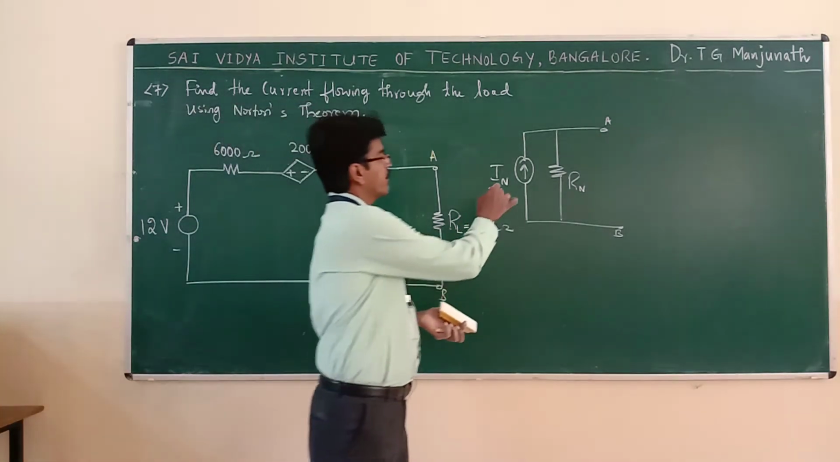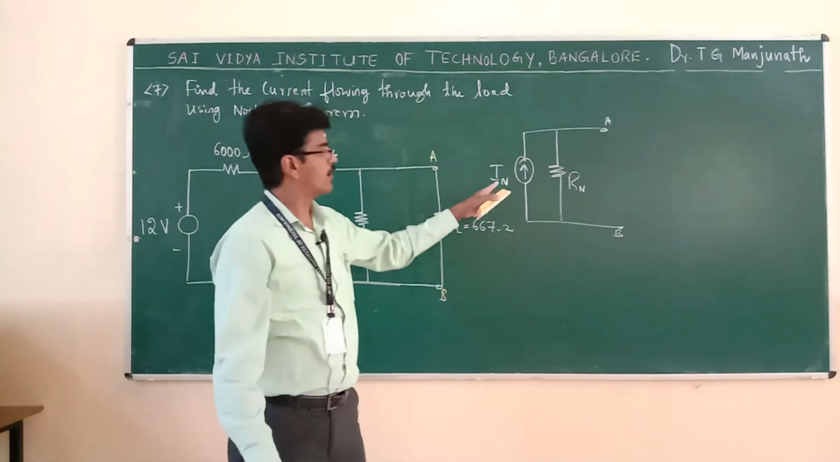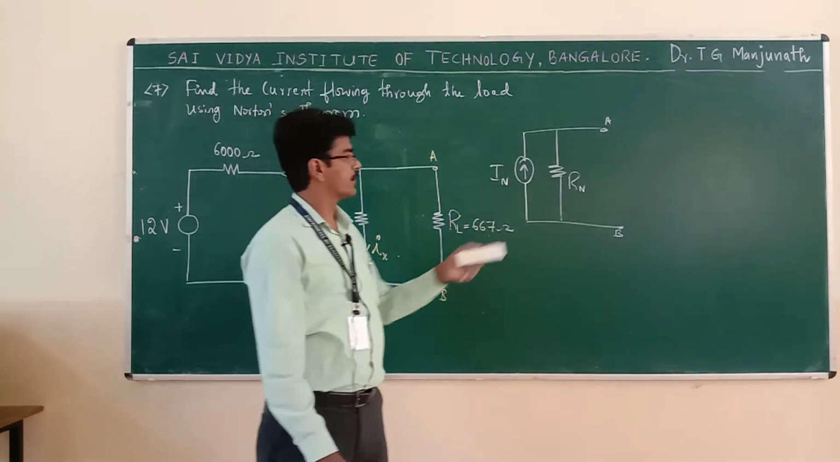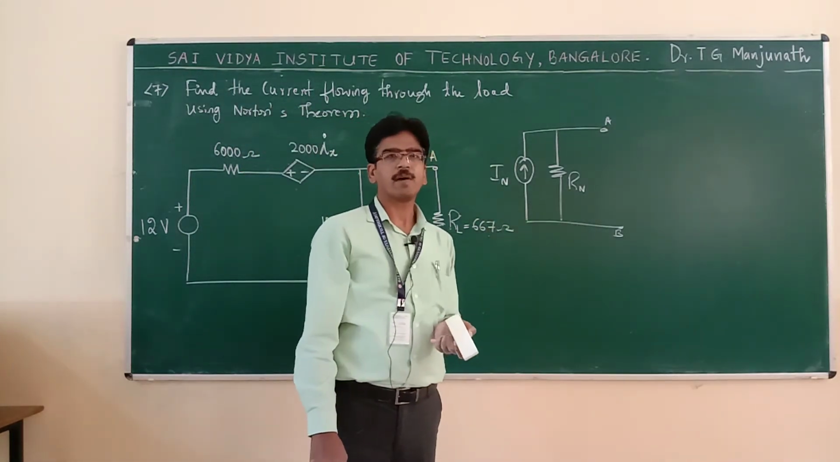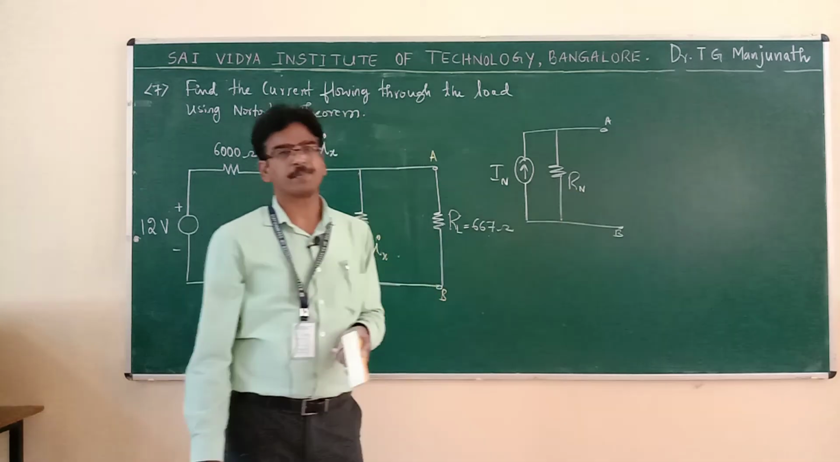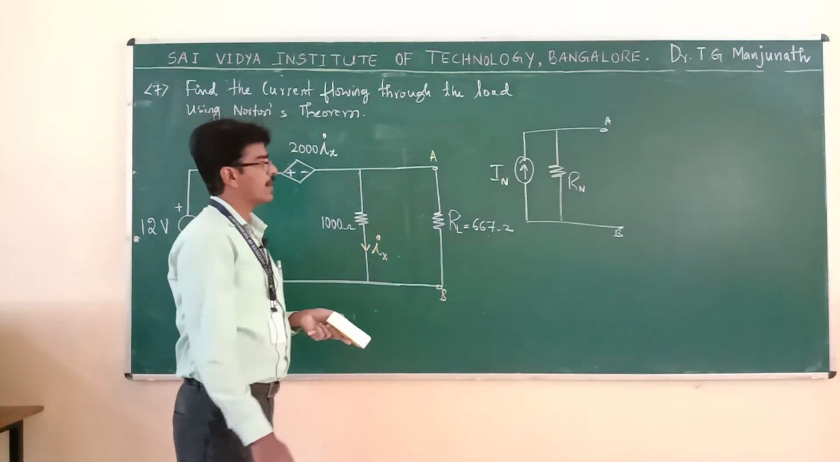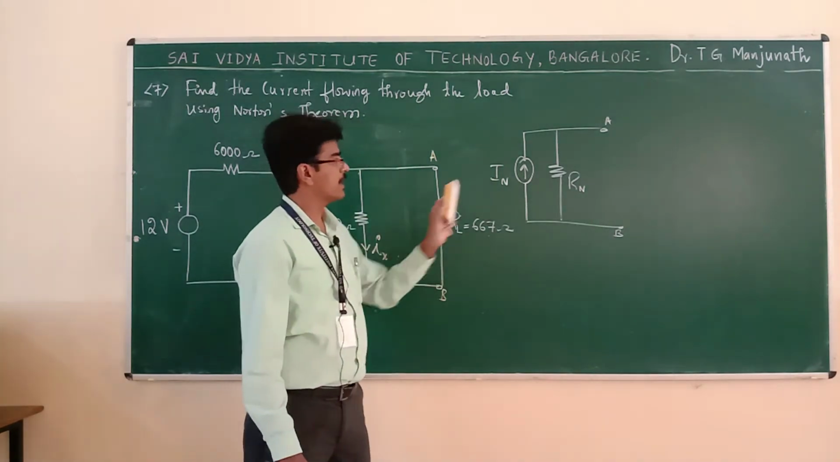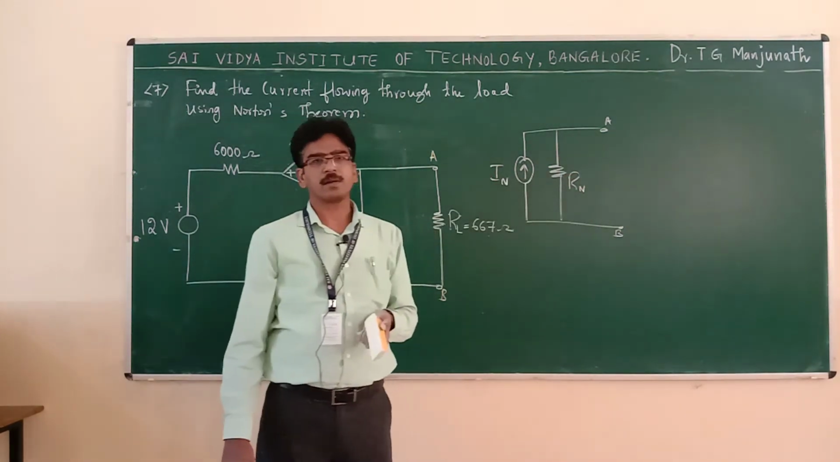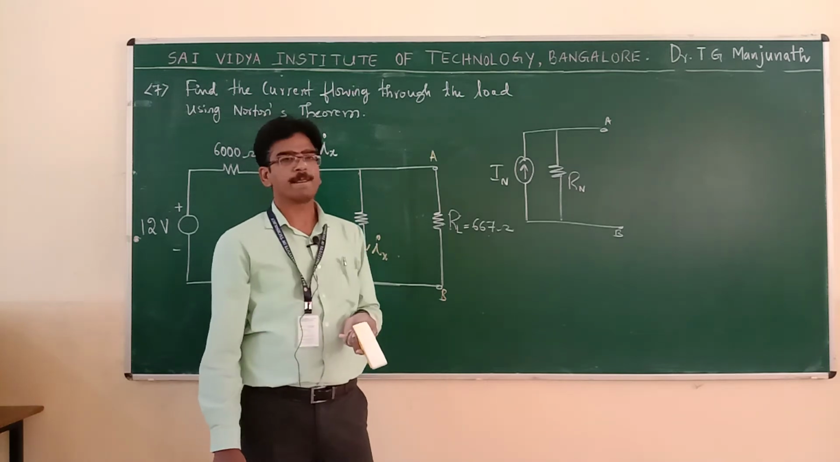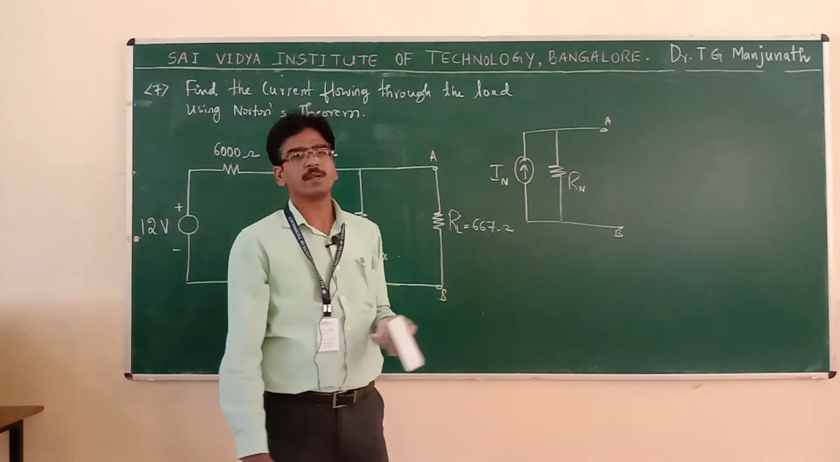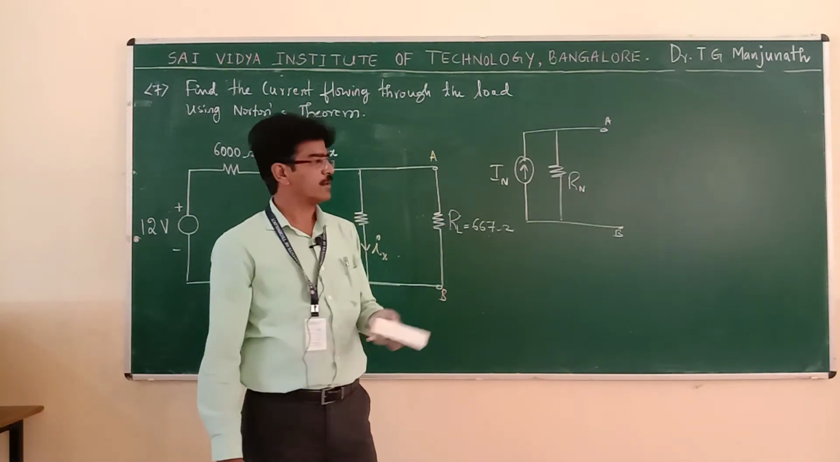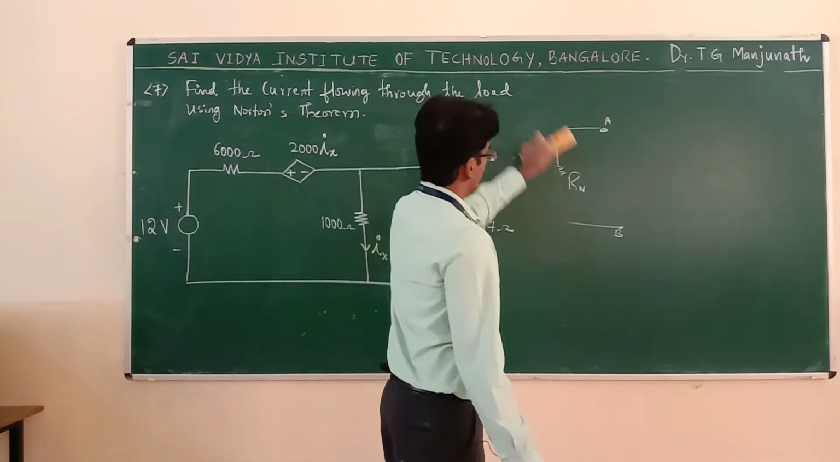Now what should I find first? Step 1, I have to find Norton's current. Step 2, I have to find Norton's resistance. Step 3, I have to write Norton's equivalent circuit and then connect the load across the Norton's equivalent circuit, then find the current just by using the current division rule. Okay.